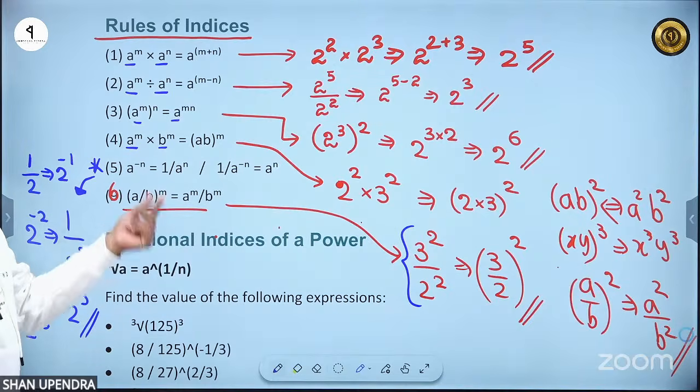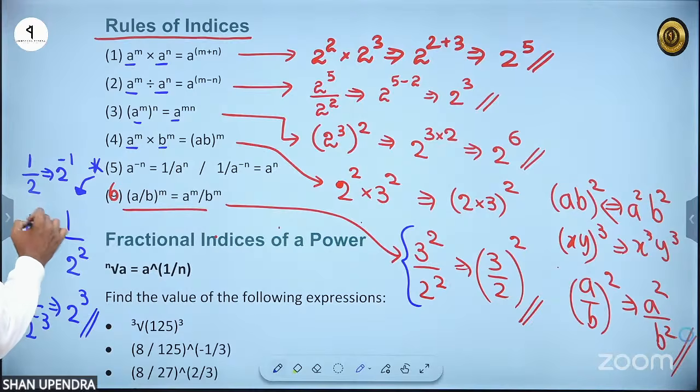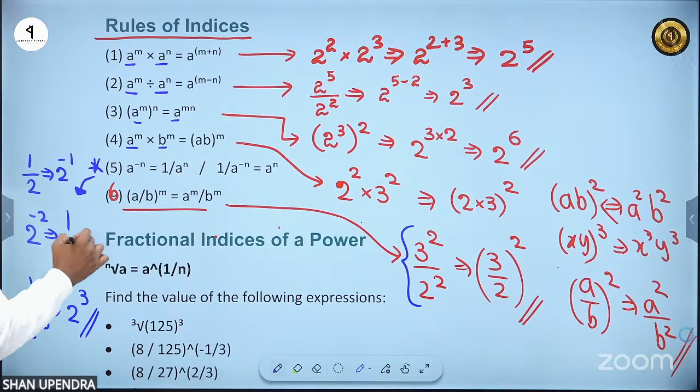So here is 1 over value. If it is 2 to the power minus 2, then you can write 1 over 2 to the power plus 2. Or the other way around, if there is a 1 over 2 to the power minus 3, then you can take that one to the numerator and you can see the plus value.